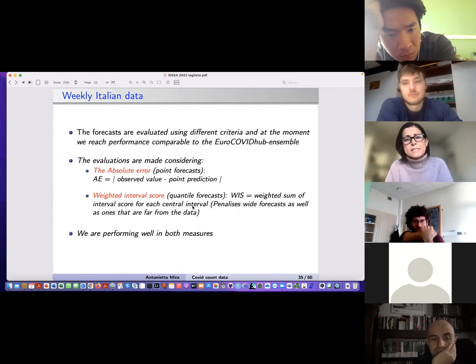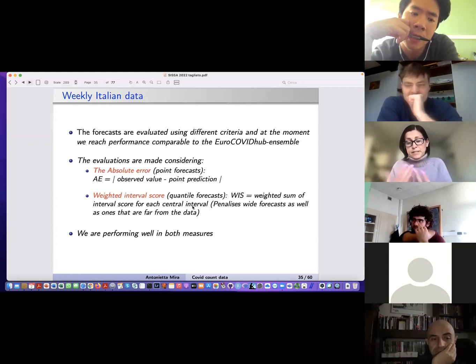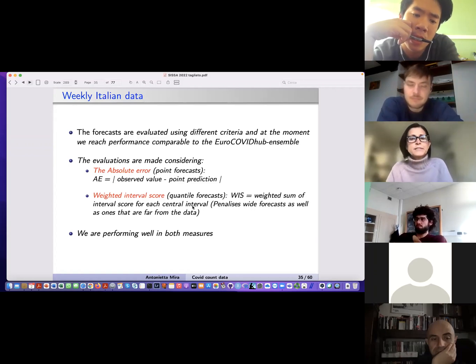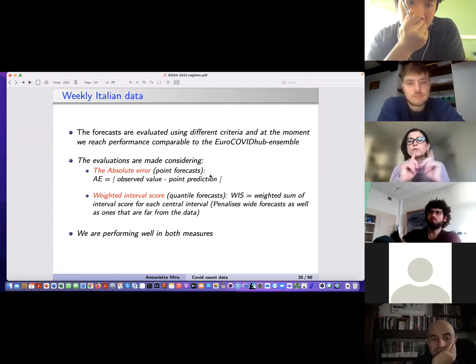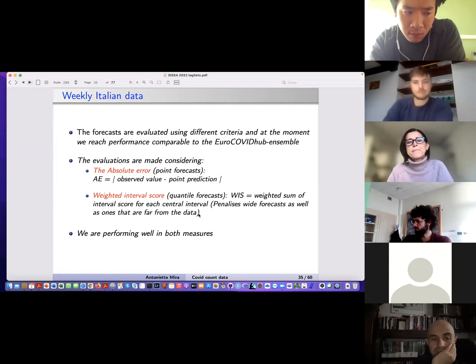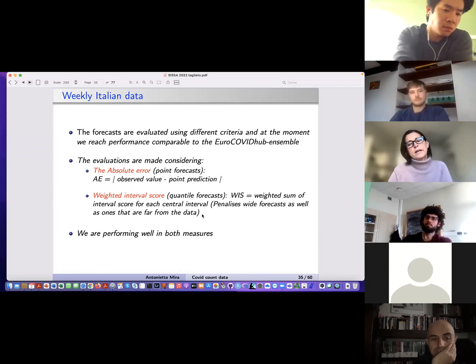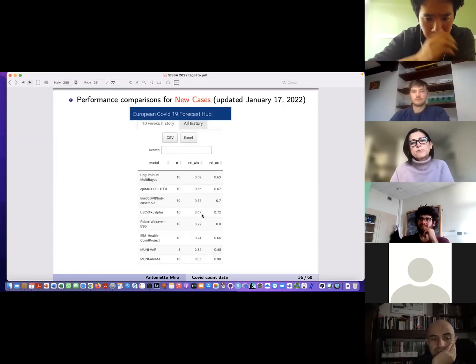This website also performs an evaluation of the predictions submitted by the different research groups, and there are different metrics. Let me show you two of them. One is the absolute error, which is the absolute difference between the observed value and the point prediction. They ask not only for a point prediction, but also for quantiles for our predictions. So they also have a weighted interval score, which is the weighted sum of the interval score for each central interval. This penalizes forecast intervals that are too wide. And we are performing well relative to both these measures.